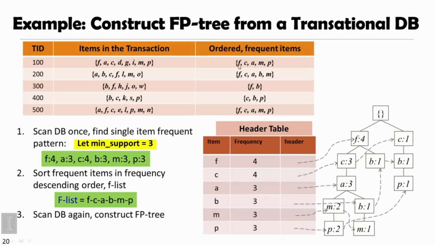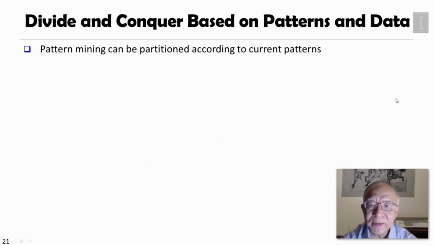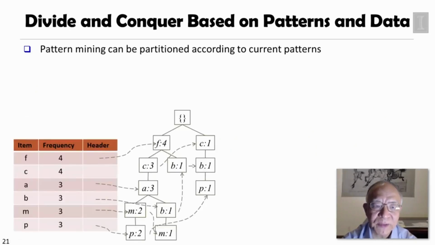For example, if you look at the first transaction, it is FCAMP, so we construct FCAMP with support as 1. Then we get FCABM, we construct this FCABM, and this part's support becomes 2, this remains 1. Then we go through the rest one by one, and we will construct the following tree. Then to mine this tree, we can use divide and conquer and do it recursively.